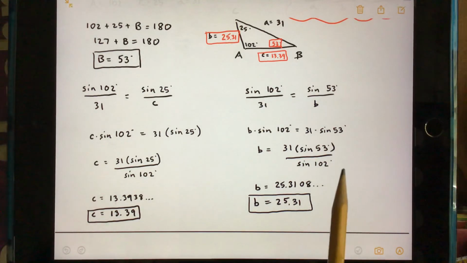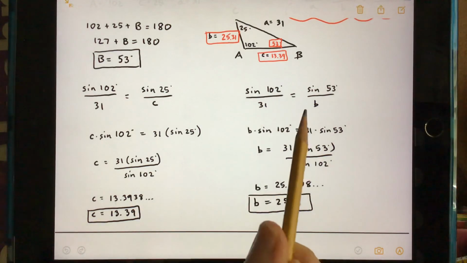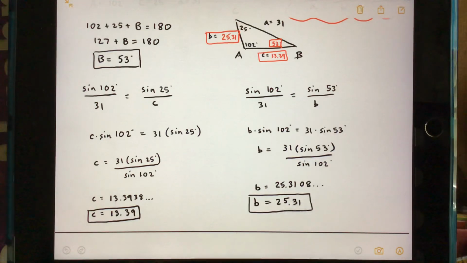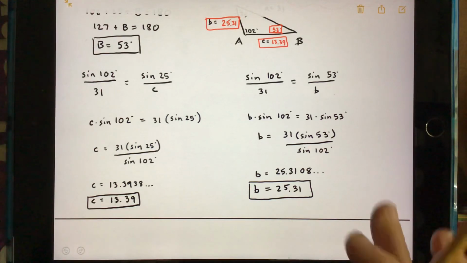Now I'm going to use the cross products rule to solve this proportion. So I'm going to take the product of the diagonals and set them equal to each other. So that's going to give me B times the sine of 102 degrees is equal to 31 times the sine of 53 degrees. I'm going to divide both sides by the sine of 102 degrees and put all that in my calculator. On my calculator, I will see 25.3108 and some other digits beyond that. I'll round off to the nearest hundredth, and the side labeled B then will round off to 25.31.